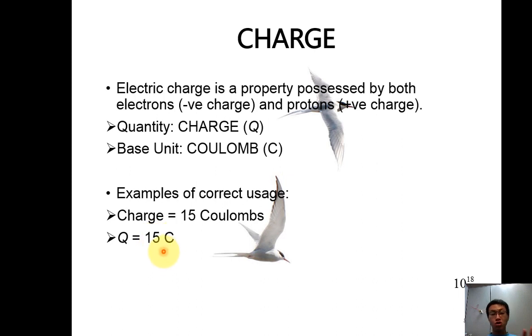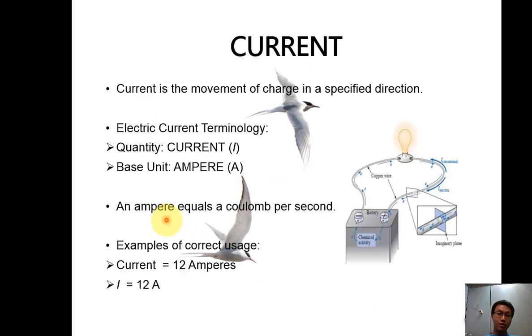For example, if now I don't want to use 15 coulombs, I want to use 10 coulombs, then the charge for this instance will be 10. But the symbol for the SI unit will not be italic.